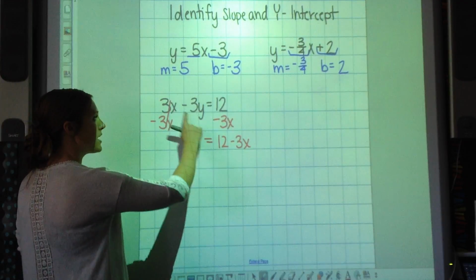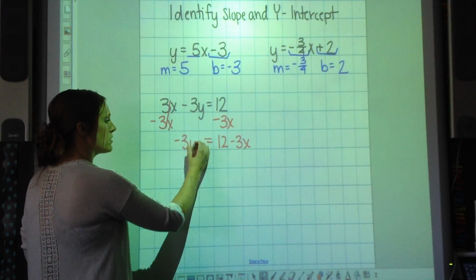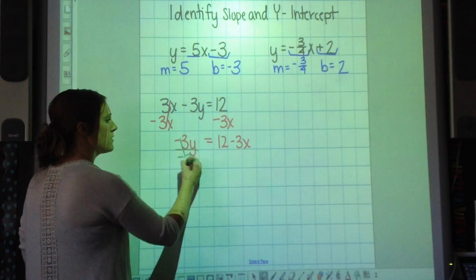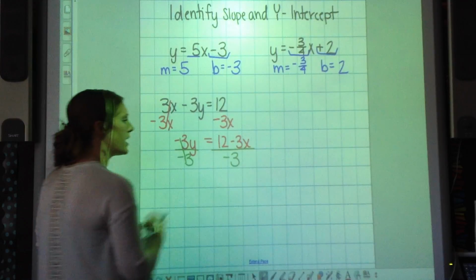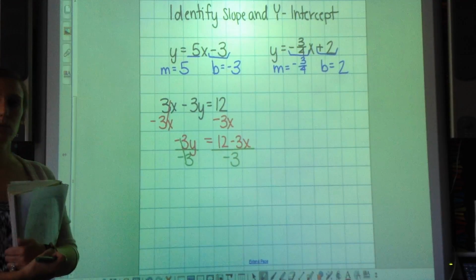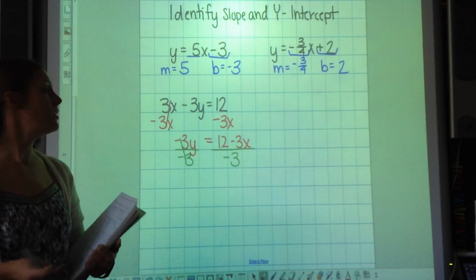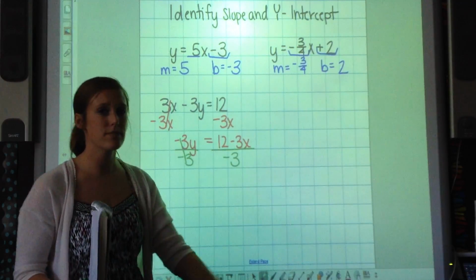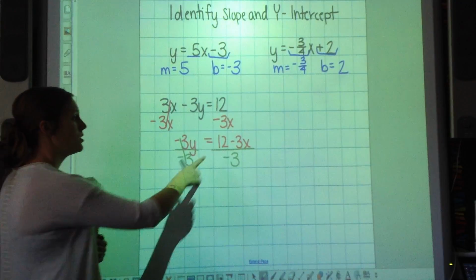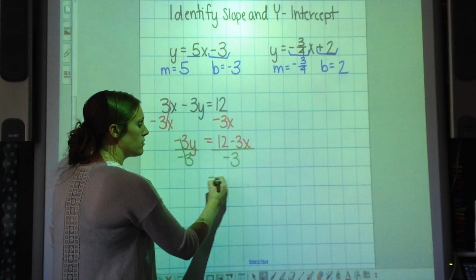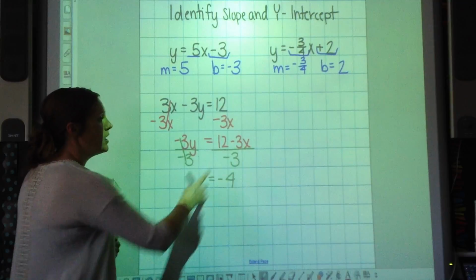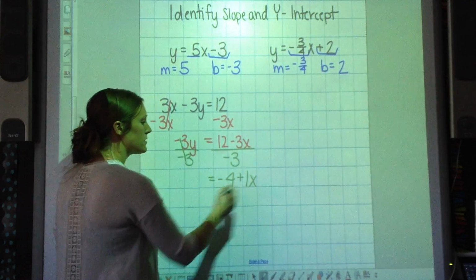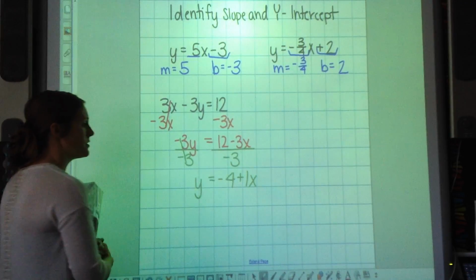On the left side of the equal sign, I have a negative 3y left over. To get y by itself, I'm going to divide this whole side by a negative 3. We talked about this in chapter 2 as well. In chapter 2, I let you stop right here. Now here in chapter 3, we're going to have to divide all the way through. 12 divided by a negative 3 is a negative 4. Negative 3 divided by negative 3 is a positive 1x. On the left side, my y is by itself.